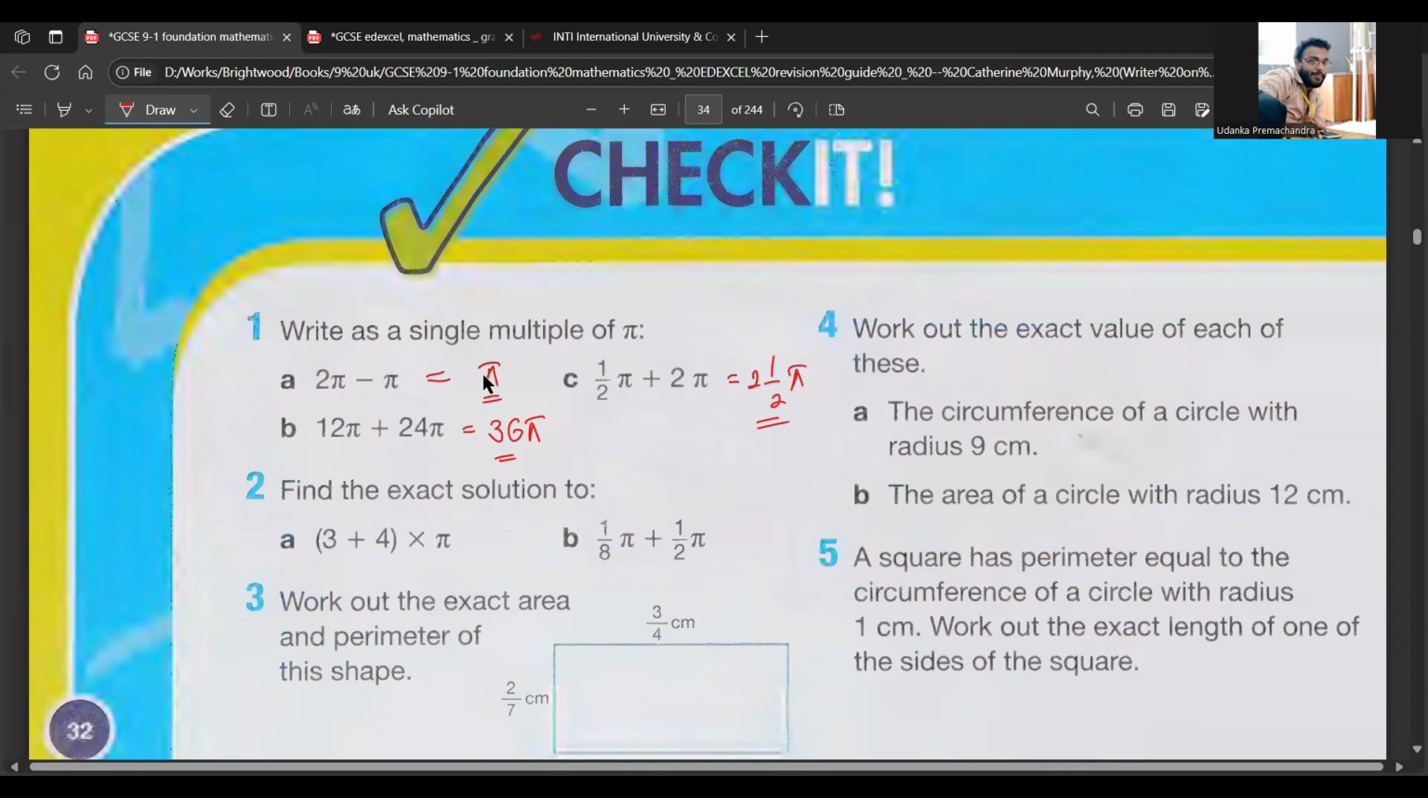Clear? Yes. Here, first of all, you have to do what? Brackets here. So 3 plus 4 is 7. 7 into 5, 7 5.